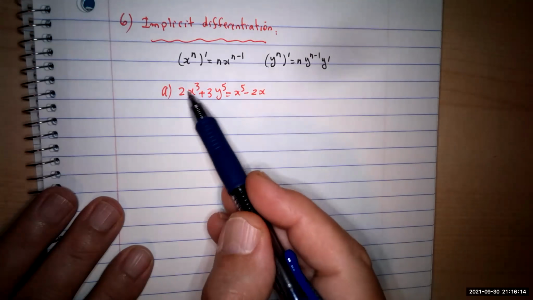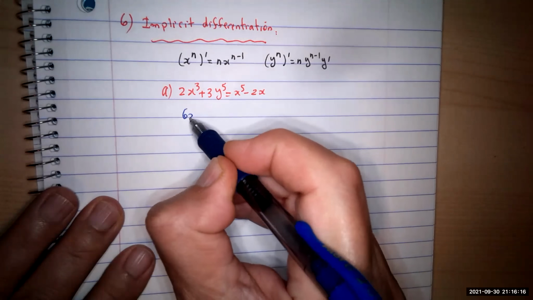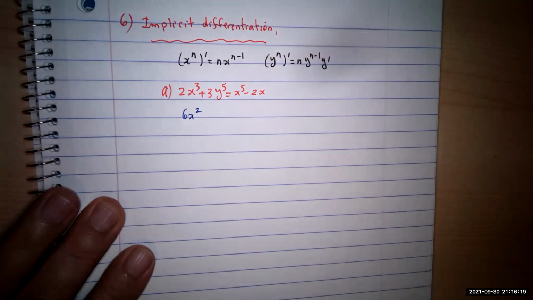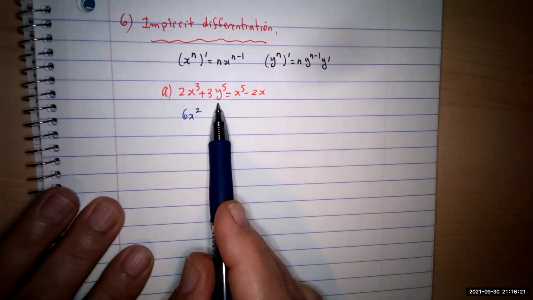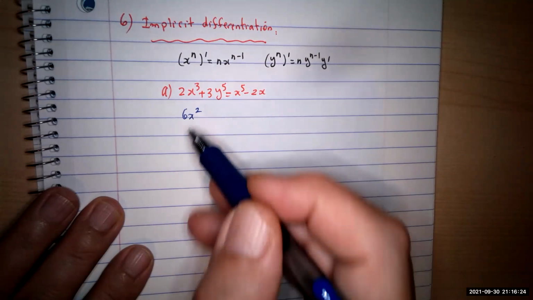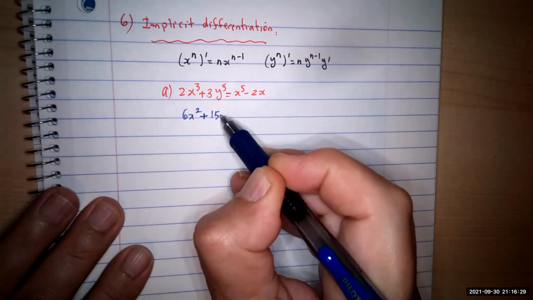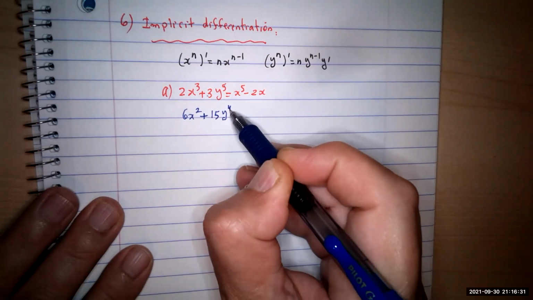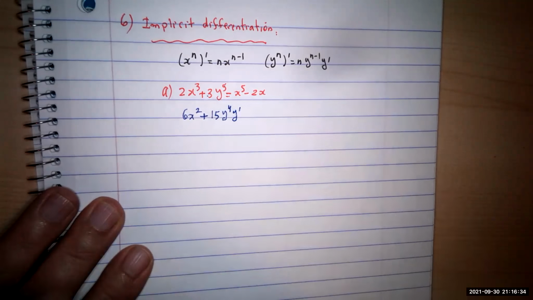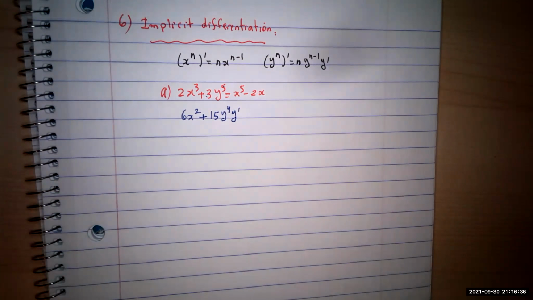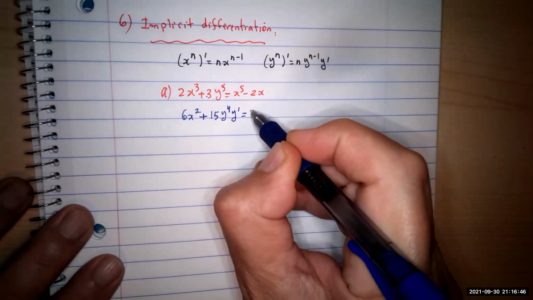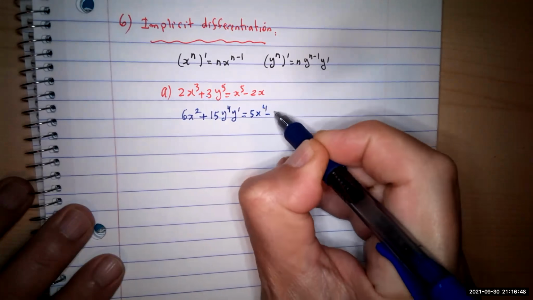2x cubed: 3 times 2, 6, 6x squared. That's for the x. For y, I have to use this one. The power part would be the same: 5 times 3, 15, 15 y to the fourth, but you have to pay for it, times y prime, because y is like a parenthesis. There is something inside the y that you don't have now, so that's why you have to multiply by y prime. The second part is the same thing: 5x to the fourth minus 2.